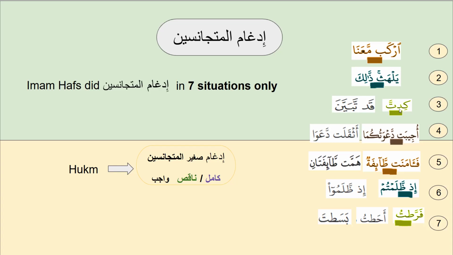Then we have the dal merging into the ta, ta merging into the dal, ta merging into ta, dhal merging into dha, ta merging into da. So how do we read it? Irkam ma'ana. Yalhath dhalika. Kat qad tabayyana. So two examples of the similar idgham, dal into the ta.